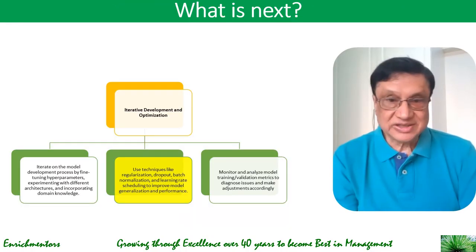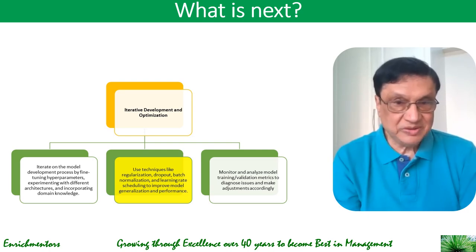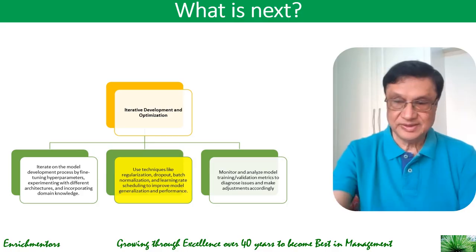So what do we do next? Having looked at how to select the hyperparameters, experiment with different architectures, incorporate domain knowledge, we will now look at how you use techniques like regularization, dropouts, batch normalization, learning rate scheduling, etc. for better overall performance of the model.